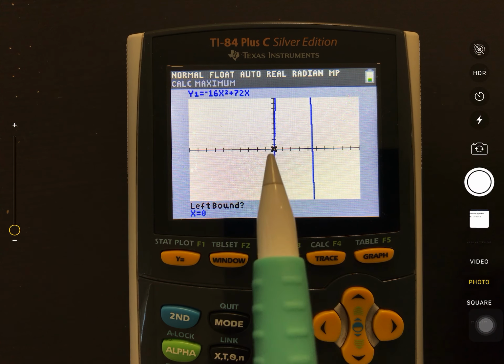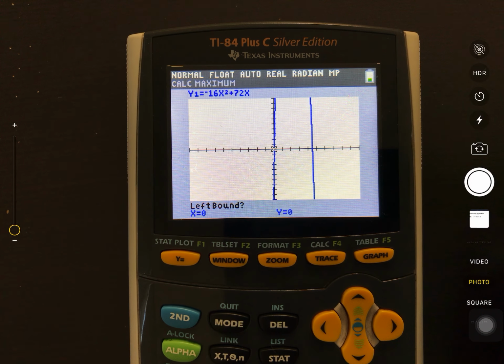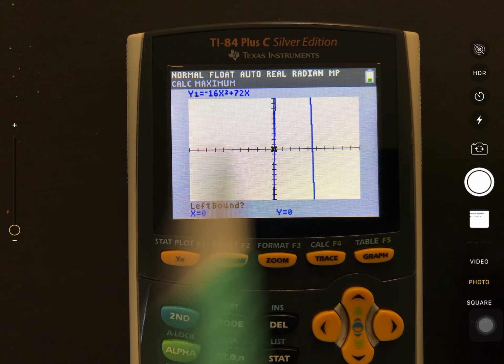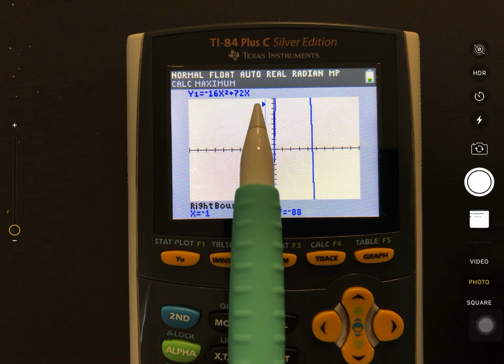For the left bound, I'm going to pick the whole number to the left of my quadratic. So the entire quadratic, the number to the left of it. So I'm going to choose -1. So -1 is my left bound, and hit enter. And you'll see that there's a dotted line at -1.